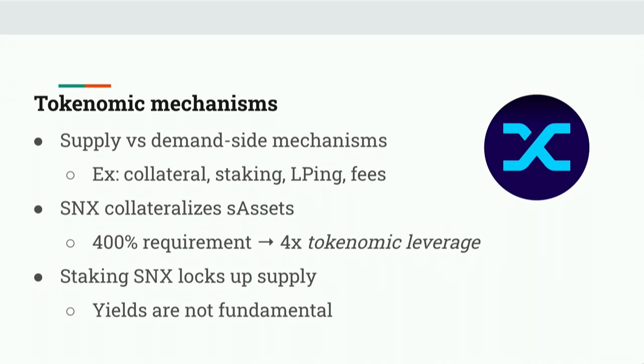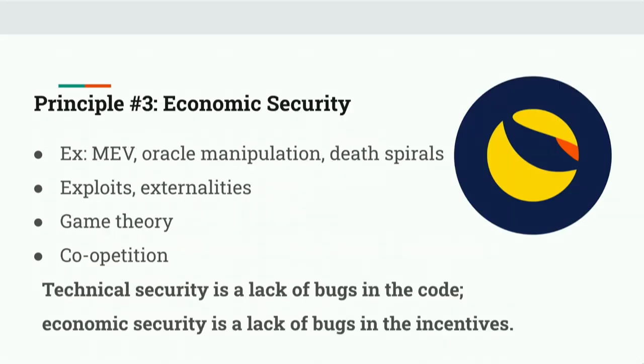Similarly, staking SNX locks up supply. That's a supply-side mechanism. It's not a demand-side mechanism because the demand for the Synthetix protocol, we would hope, is not fundamentally for yields. Yields you can find in a lot of different places, but the essential utility of Synthetix and what drives its token value is the collateralization mechanism. So staking is a supply-side mechanism. I want to underscore that because if you make the mistake of thinking yields are the fundamental product of your protocol, your head's going to be in the wrong place. You're going to design things that are not sustainable and lead to collapse.